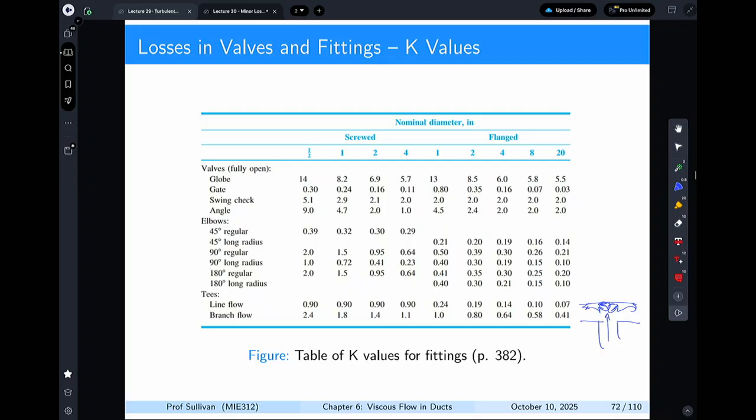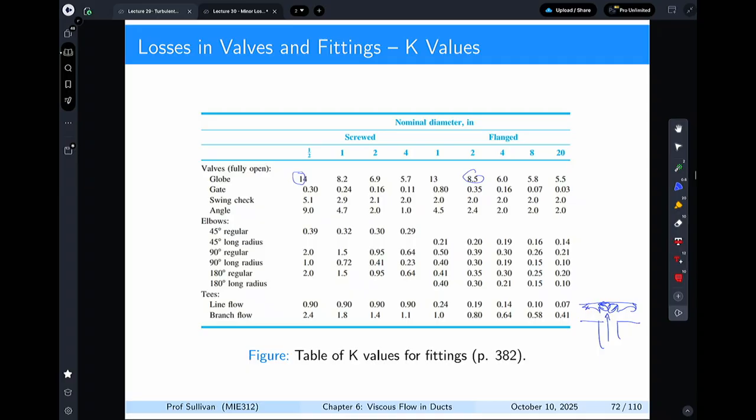Okay, so you have screwed valves, you have flanged valves. Screwed just means that's a pipe that you screw on. Flanged means you attach it with bolts on both sides of it, and you then get a whole bunch of different K values. And as you can imagine, a bigger K value is associated with a worse or more significant pressure drop. And so, for example, line flow, it's nothing.